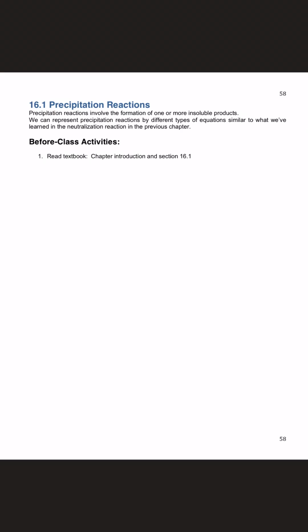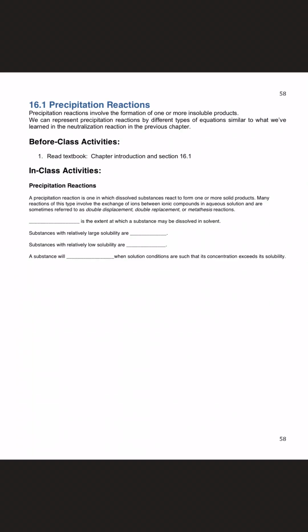Please read the OER textbook for the chapter introduction and also the 16.1 section. Precipitation reactions are reactions that form solid products, or precipitate. Many reactions of this type involve the exchange of ions between ionic compounds in aqueous solution and are sometimes referred to as double displacement or double replacement reactions. The solids that form during precipitation reactions are ionic compounds that are insoluble.